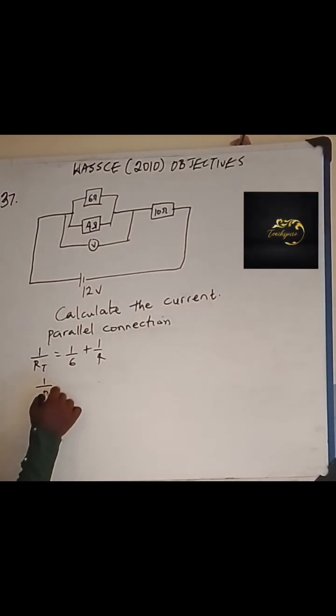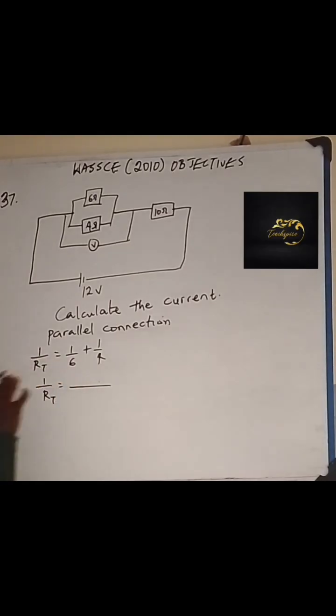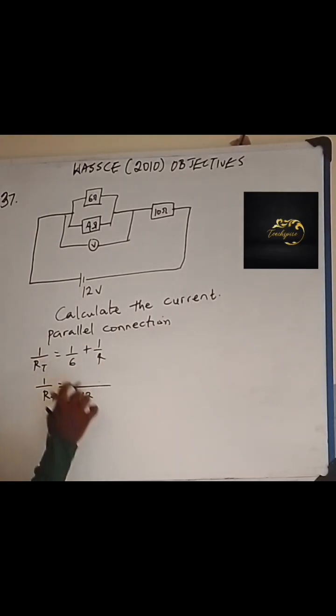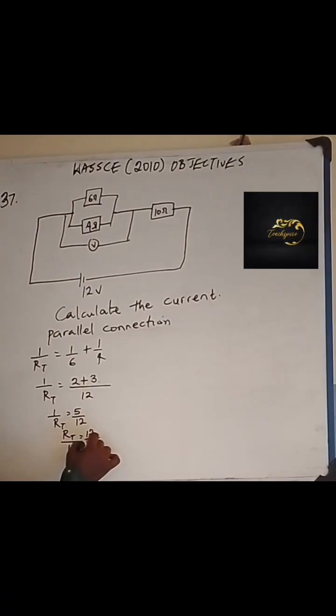So 1 over R total is going to be, then we find the LCM. The LCM of 6 and 4 is 12. 12 divided by 6 will give me 2. I'll multiply that 2 by 1, that will give me 2. Then 12 divided by 4 is going to give me 3. I'll multiply that 3 by 1 to give me 3. So I have 1 over R total equal to 2 plus 3 to give me 5 all over 12. Remember, I'm looking for R total, not 1 over R total, so I turn it back. I say R total over 1, then I'll now reciprocate this one. 12 divided by 5, and that's going to give me 2.4 ohms.